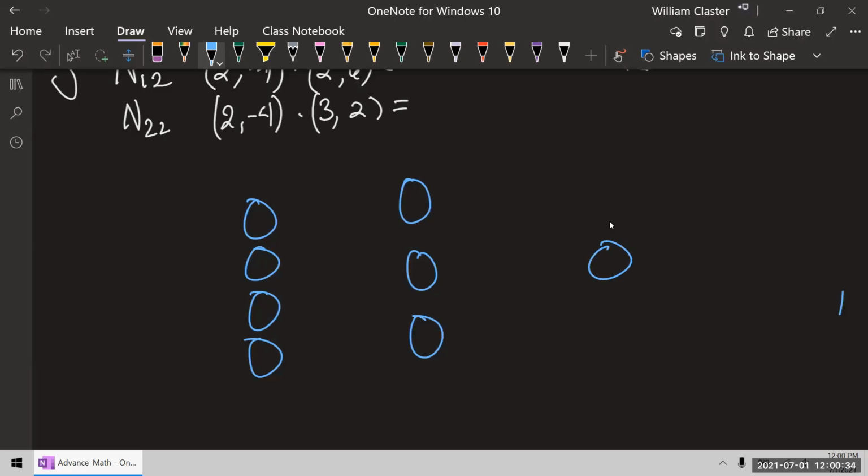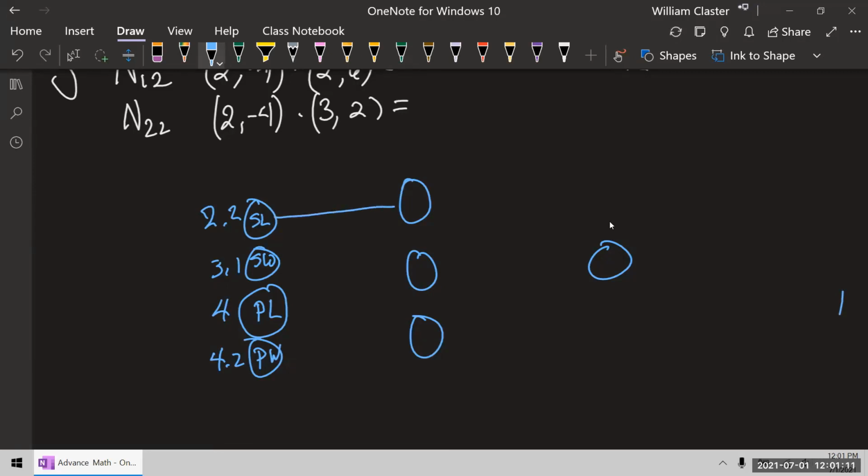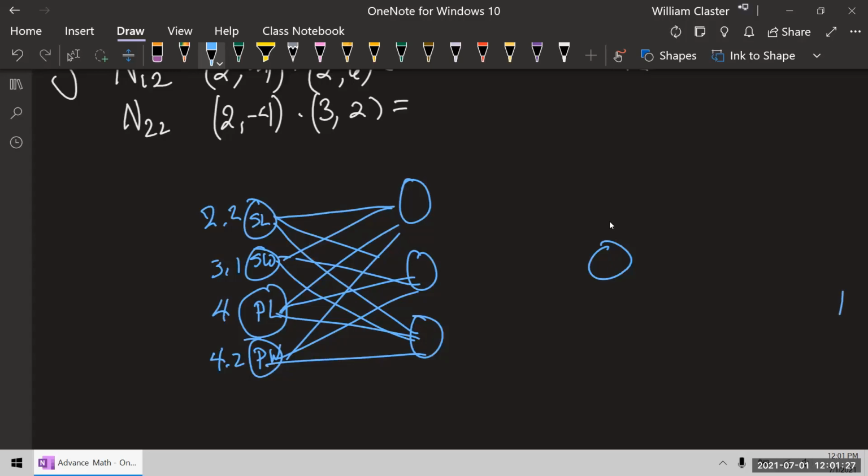That's all. So this could be sepal length, sepal width, petal length, and petal width. And these could be numbers like 2.2 and 3.1 and 4 and 4.2, whatever, numbers like that. And then we're going to have the weights. So it's going to look pretty complicated. And we're going to have to get weights for each one of these, which obviously I don't want to do.